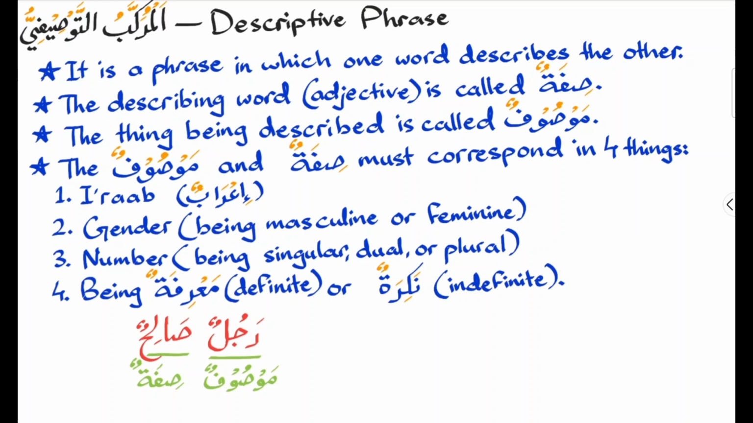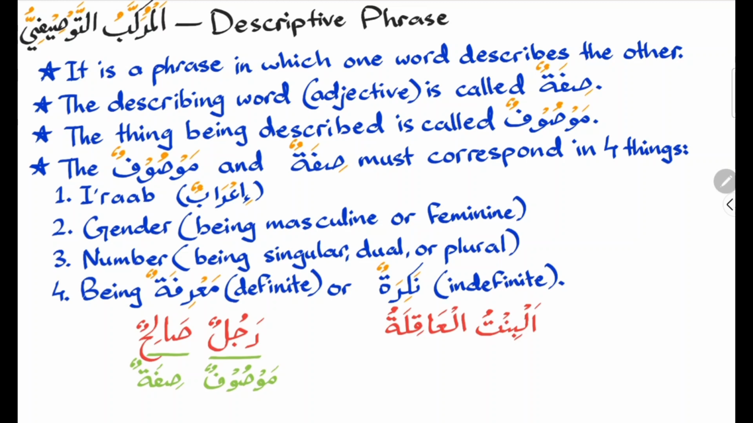Number 2 is gender. Since rajulun is masculine, salihun is also masculine. And number 3 is number. Since rajulun is singular, salihun is also singular. And finally, number 4 being ma'rifah and nakira. So rajulun in this case is nakira, a man, a pious man. So since rajulun is nakira, salihun is also nakira. Let's give you another example.